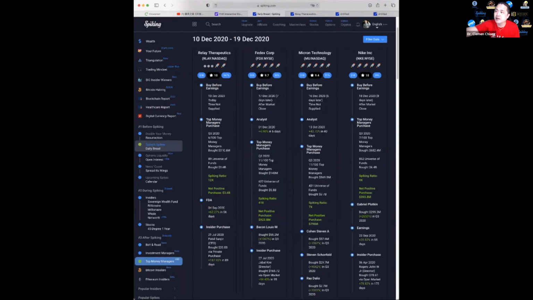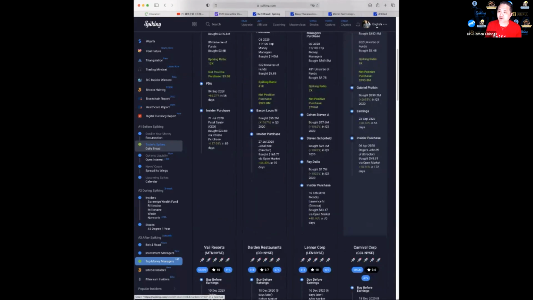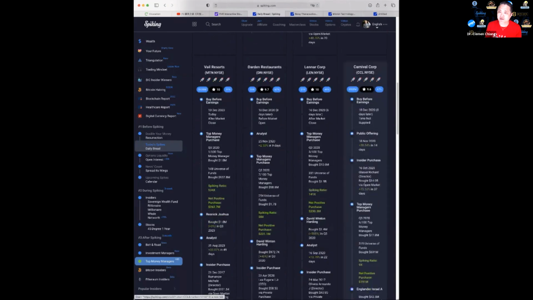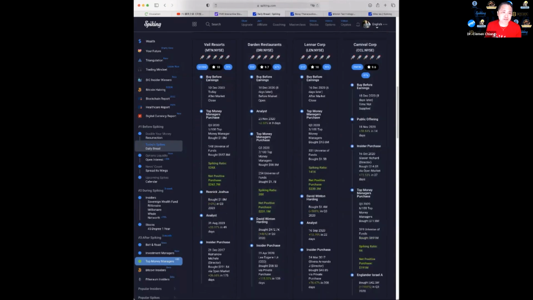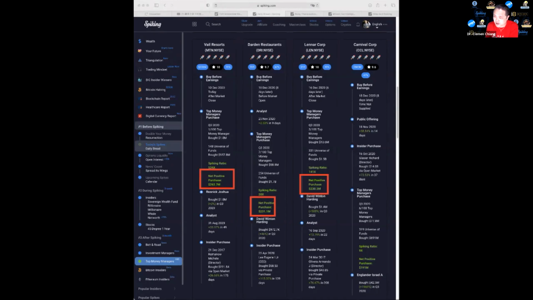Now, how many additional browsers should you open? Depends. I go down to the second row right now. All right, what is the net positive purchase? 200 million, 200 million, 200 million, and 200 million. All right. So now you got another 4 candidates. You got so many things to do, no?